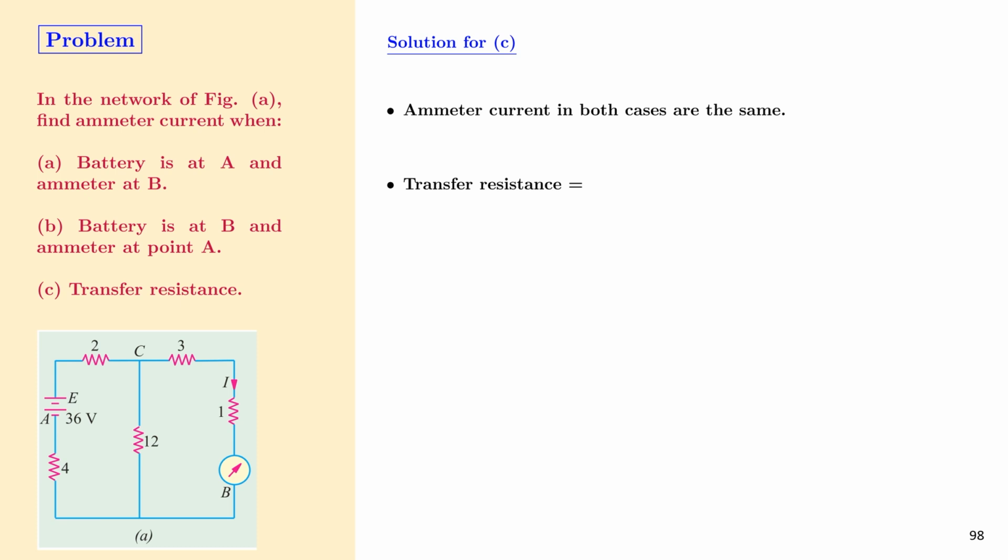We shall now do the final part of the problem, that is to calculate the transfer resistance. The transfer resistance is nothing but E over I, and this is equal to 36 divided by 3, which is equal to 12 ohms.